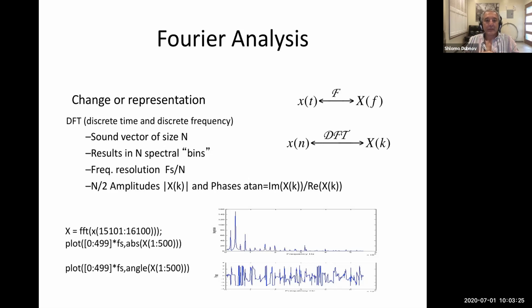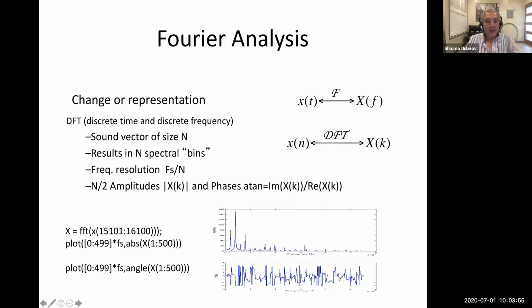Otherwise, you have to do the slow Fourier analysis. So if we take here, actually we don't use a nice number, we take 1,000 samples of some sound vector. This is your sound already represented as samples. We take some window, just for the sake of the example, from the 15,101st sample to 16,100. So we have a total of 1,000 samples here.